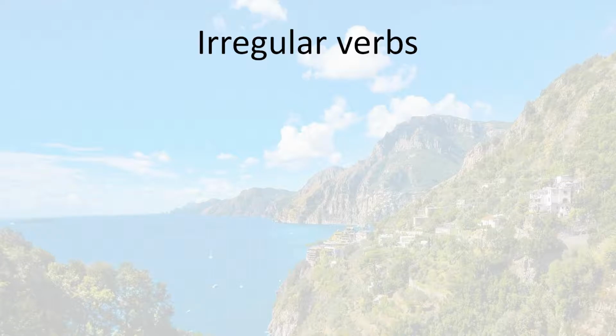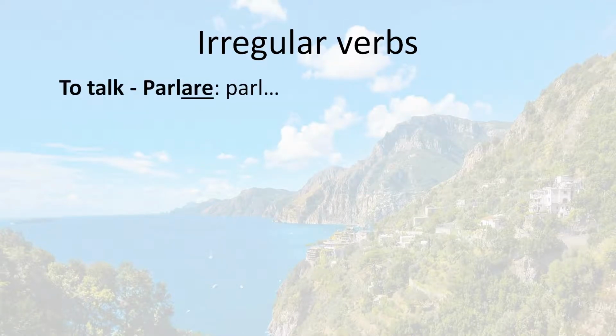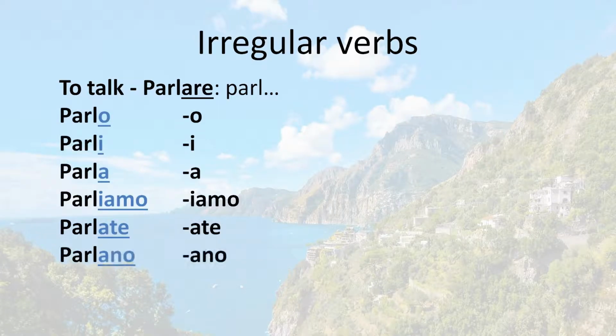Irregular verbs. Regular verbs are conjugated by taking away the ending of the infinitive of the verb and adding other endings. For example, to talk, parlare, you take away the are, so you have parl, and then you add the endings. Parlo, parli, parla, parliamo, parlate, parlano.